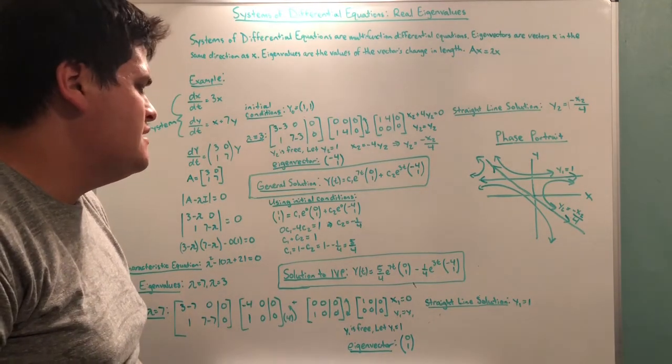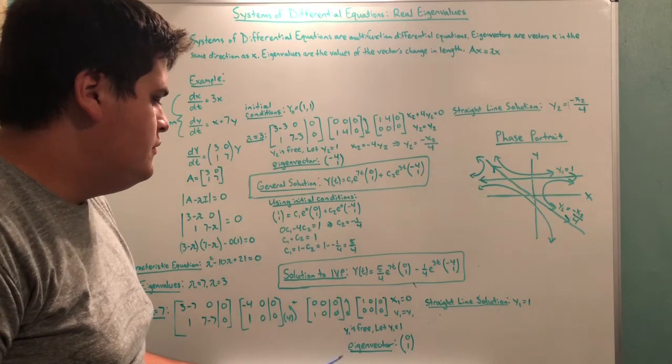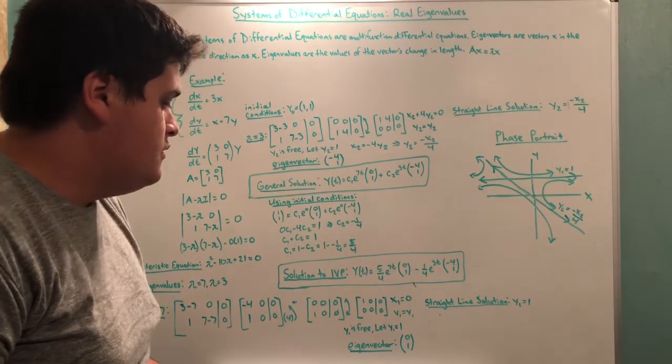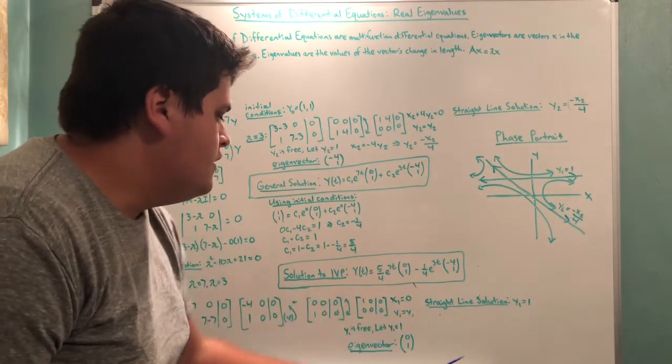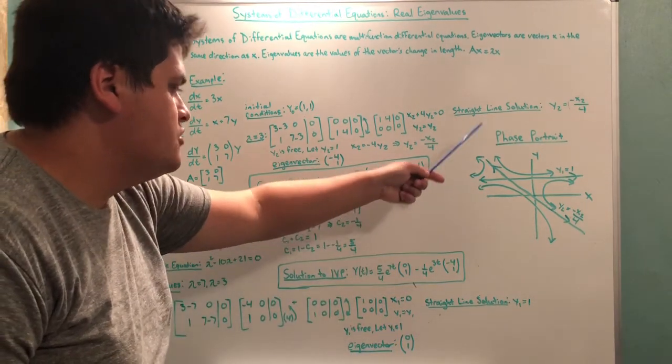Since it is free, we can assign it a value. So we're going to just let y1 equal to 1. And then we get the eigenvector 0, 1. So we also get a straight line solution from our y value. y1 is equal to 1. This will all make sense as we construct our phase portrait.